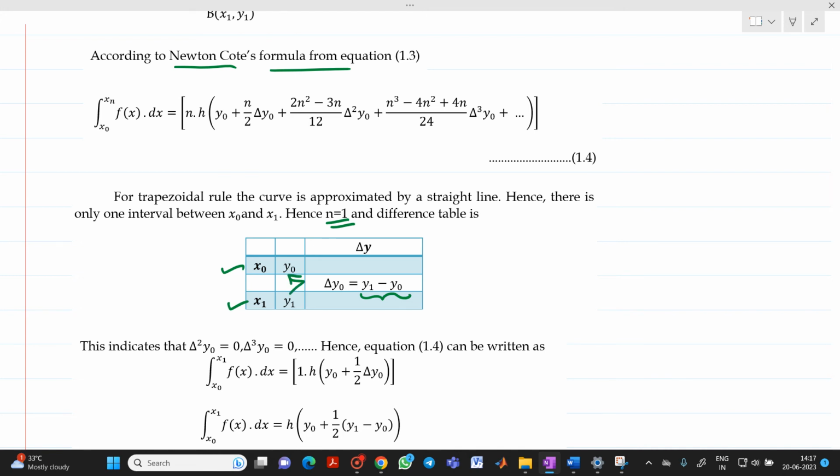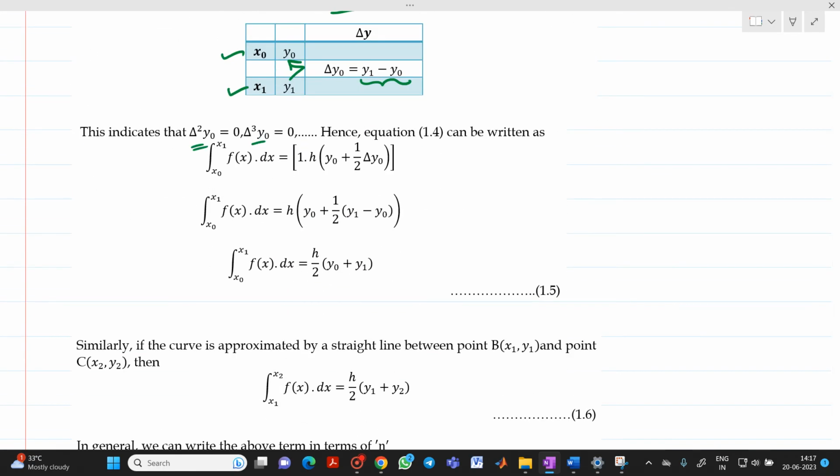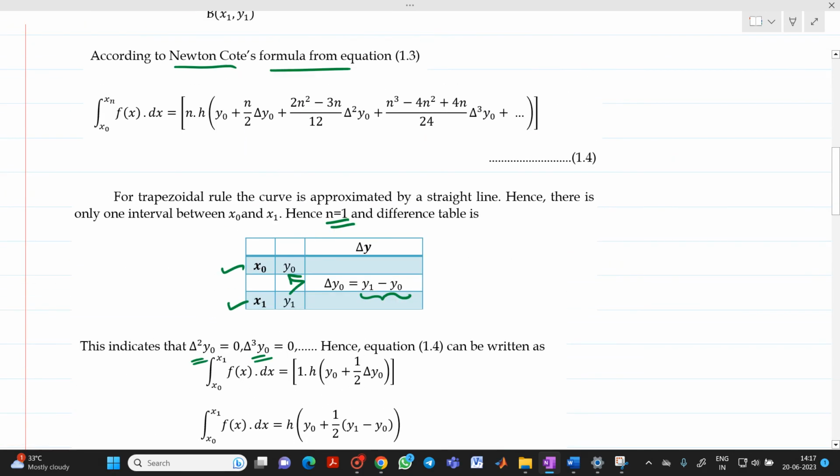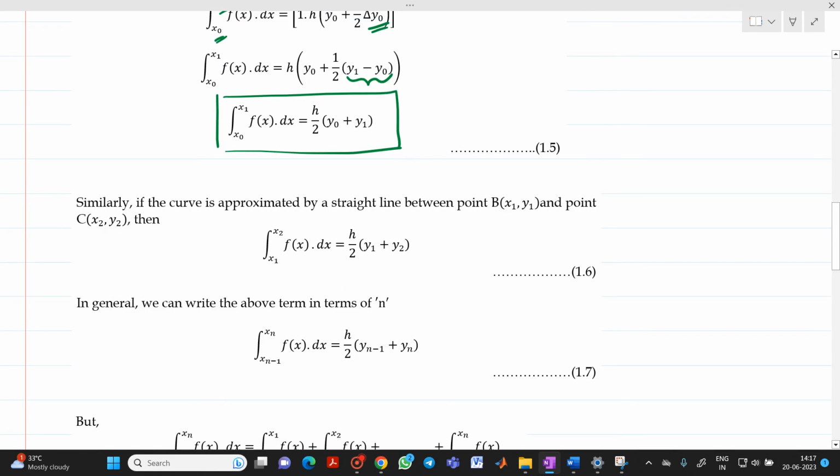Already we have seen this kind of situation in interpolation. Now here, if you observe, the delta square and delta cube terms will be equal to 0. So what to do here? You have to take the integration from x0 to x1 and put n equal to 1. What will you get? 1 h into bracket y0 plus 1 by 2 delta y0, and no term after that. Now we put delta y0 equal to y1 minus y0. So we get the final equation from limit x0 to x1 as h by 2 into bracket y0 plus y1.